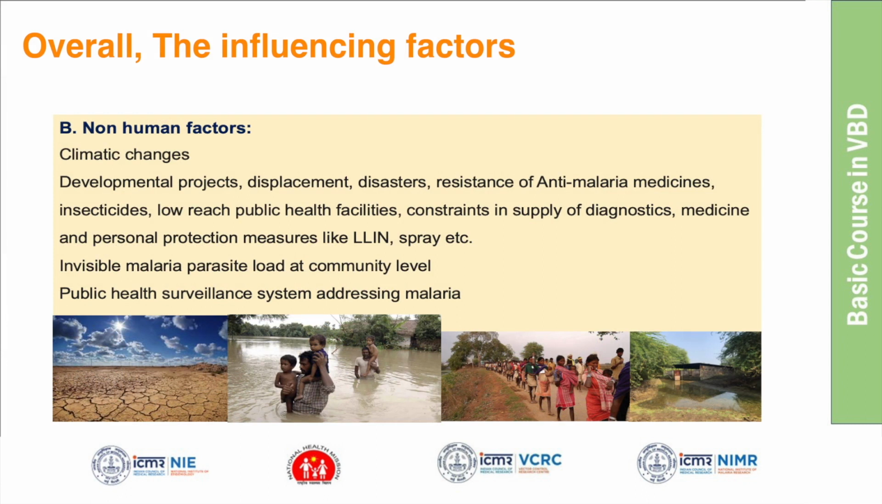And the non-human factors I have already mentioned: climatic changes, developmental projects, displacement, disasters, resistance to anti-malarial drugs, resistance to insecticides, low-reach public health facilities, constraints in supply of diagnostics, medicine, and personal protection measures like nets and spray. These are non-human factors. And individual malaria parasite load at the community level, and the public health surveillance system addressing malaria is low. Suppose we see all these, sometimes we are beyond the common program activity. Sometimes the program doesn't have a clue how to address all these things which happen beyond the existing routine public health system.